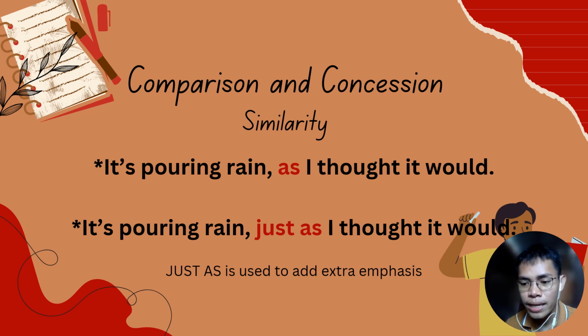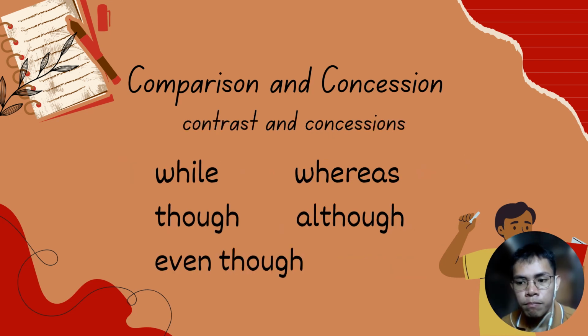As you can see, we added a comma here because it flows better with a comma, although the subordinate conjunction is not in the initial position. When we want to highlight a difference, or when we want to contrast, we use these subordinate conjunctions.